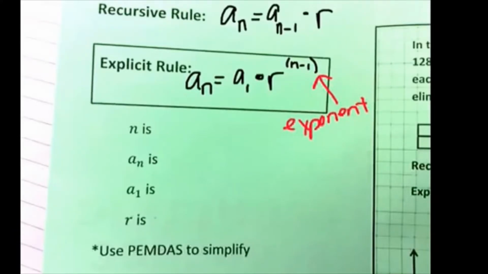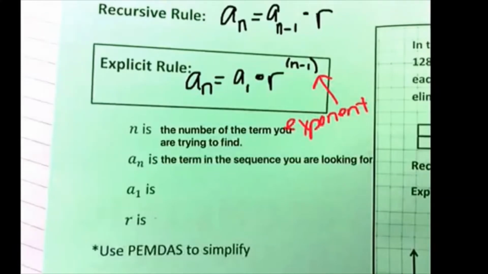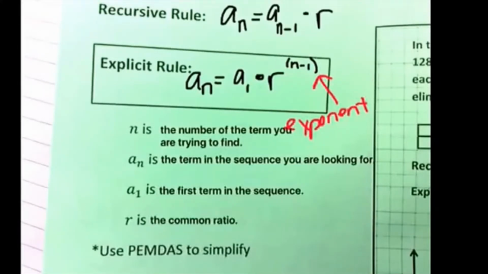So much like in the arithmetic rule, n is still the number of the term that you're trying to find, and a sub n is the term in the sequence you're looking for, and a sub 1 is the same as it was before. A sub 1 is still the first term in the sequence. And r, as we discussed earlier, is the common ratio. So fill all of those in and pause the video if you need more time.